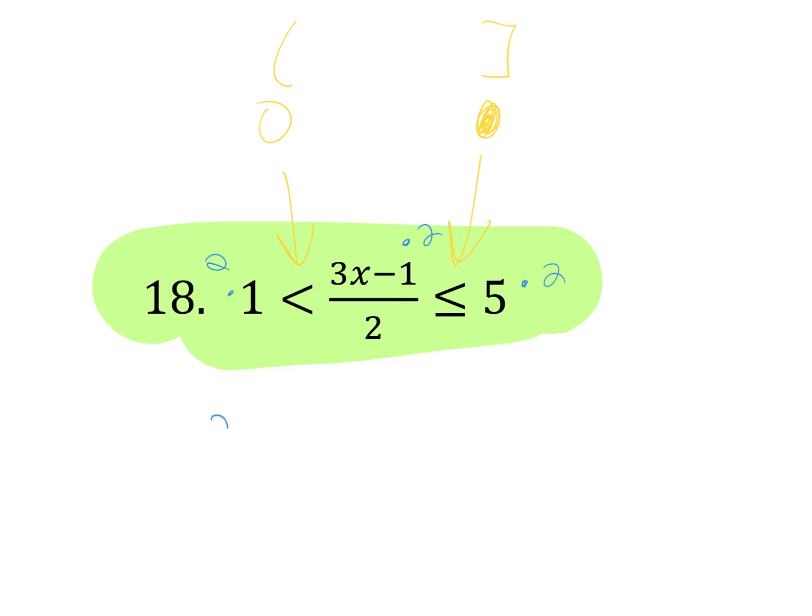So 2 times 1 is 2, and I have less than. My 2's here would cancel, so I have 3x minus 1. Less than or equal to 5 times 2 is? 10.